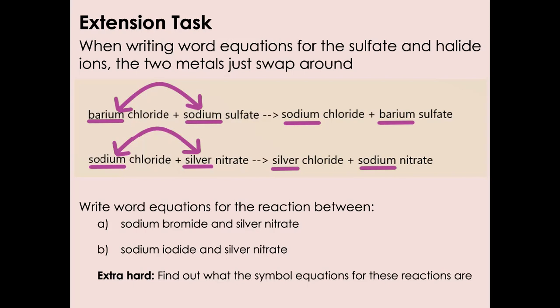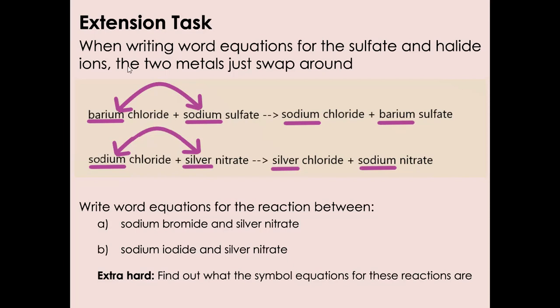Right, there's an extension task for this lesson, so you can skip past this if you want, but it's a good idea to have a go at it. So we need to think about the word equations for the reactions that we've done today. So the easiest two to look at are the sulfate and the halide ions. So when we write word equations for those, then to work out what the products are on the right-hand side, we just swap the two metals around. So barium chloride plus sodium sulfate becomes sodium chloride and barium sulfate. And sodium chloride plus silver nitrate becomes silver chloride and sodium nitrate. So you're just swapping around the two halves of the names, really.